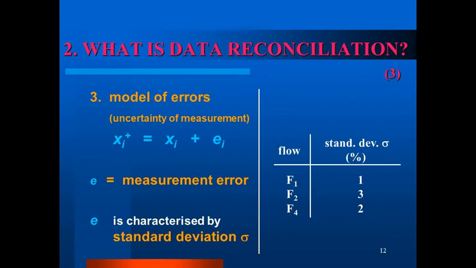The final prerequisite for data reconciliation is so-called model of errors. In this simple example, the model is represented by standard deviations of measurement errors for flow rates number 1, 2, and 4. Aside of three prerequisites for data reconciliation defined above, it is automatically supposed that some measured data are redundant, as will be shown in the next slide.